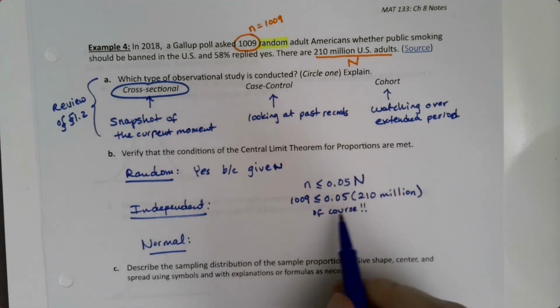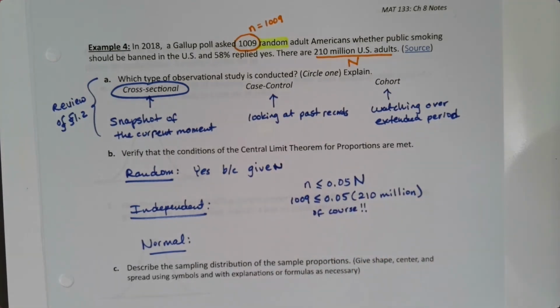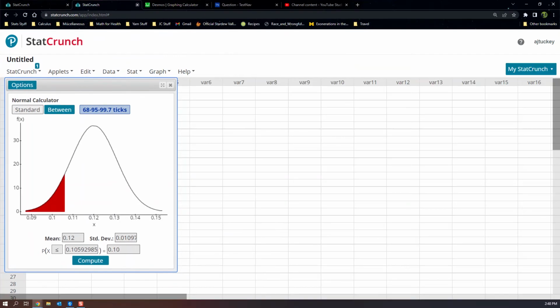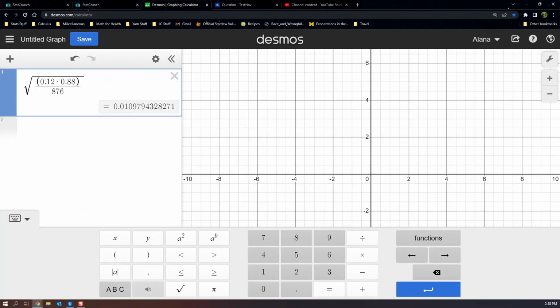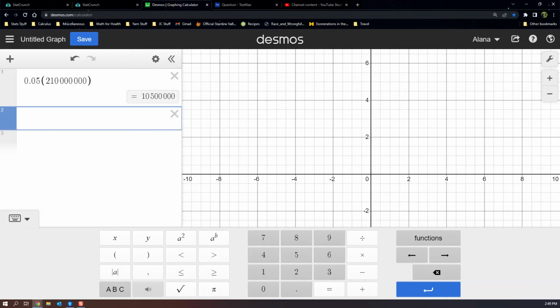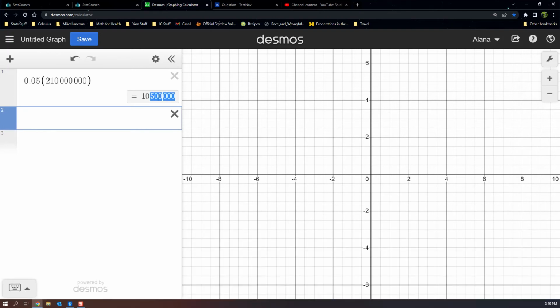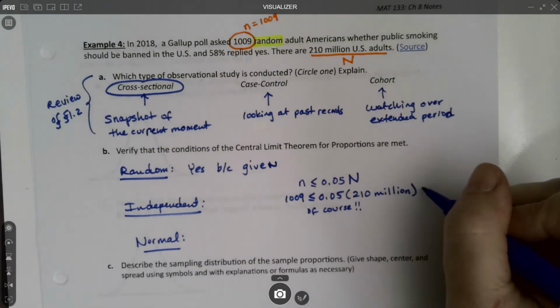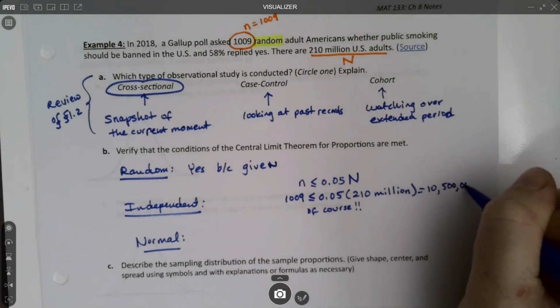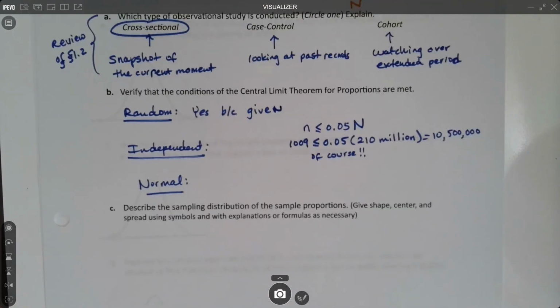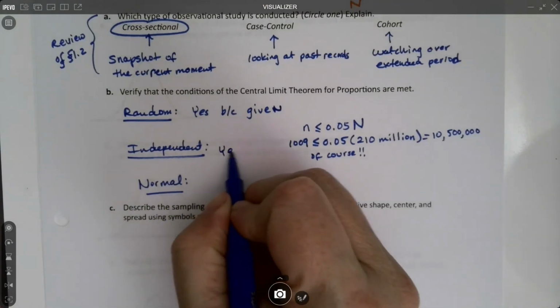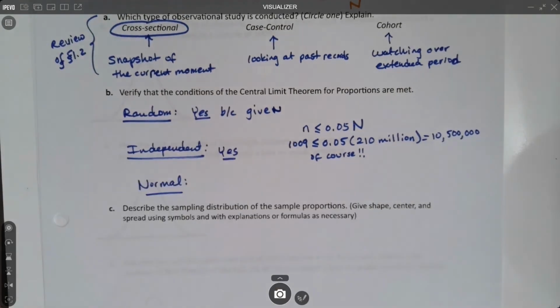The only time you actually have to do this multiplication and work it out is when it's close. But I can prove that this is the case, just so you believe me. Let me bring Desmos up. 0.05 times 210 million is 10,500,000. So indeed, it is quite significantly larger. If you wanted to, you could find that number. So that's a yes for that one, and we've proven why.